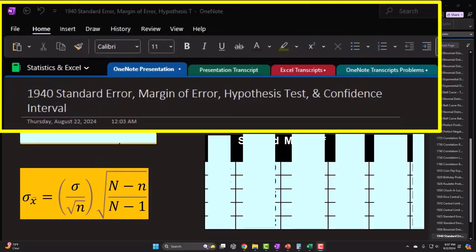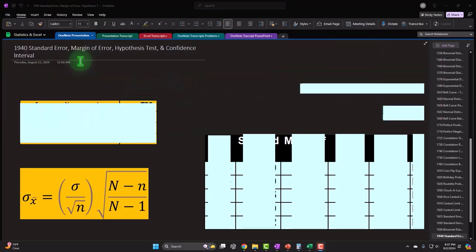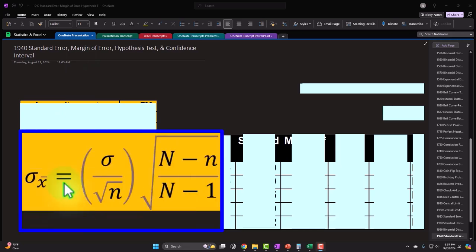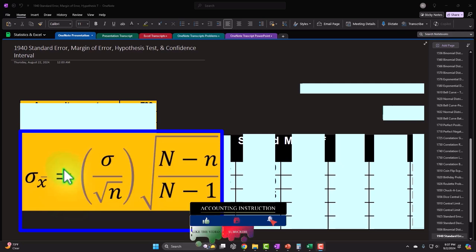But if you have access to this OneNote file, we're currently in the OneNote presentation section 1940, standard error, margin of error, hypothesis test, and confidence interval tab, breaking down this formula for the standard error, otherwise known as the standard deviation of X bar, which we have seen in the past, but this time, we want to see how the calculation changes as we increase n, n being the sample size.